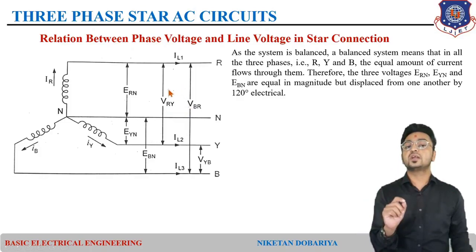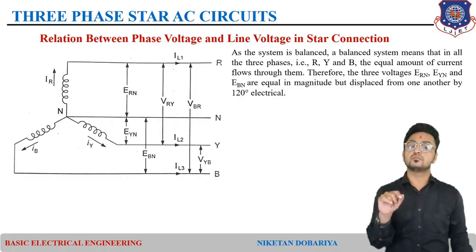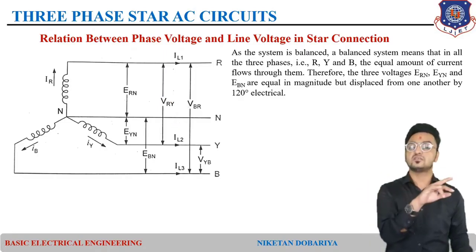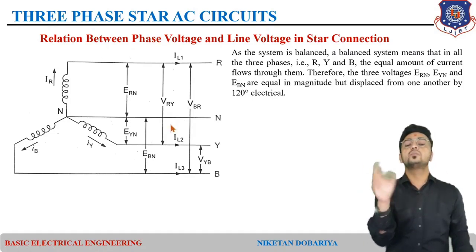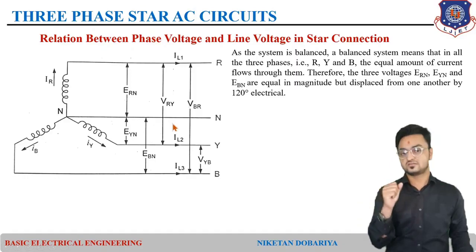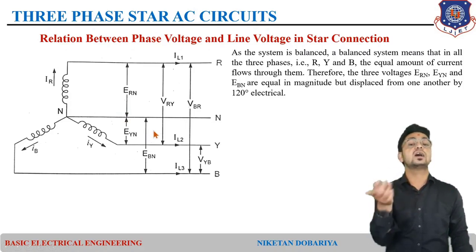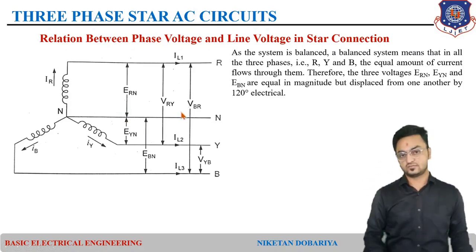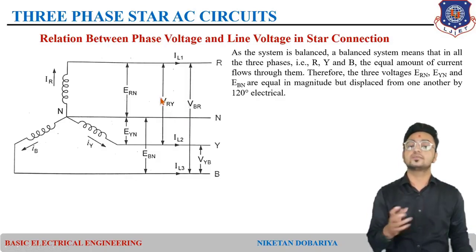You cannot define VYR instead of VRY. Why? Because we know that if we define VAB and we define VBA, the magnitude will be the same, but the polarity will be reversed. So when we define VRY, you cannot write it as VYR, because it will have a negative sign with reference to this voltage.